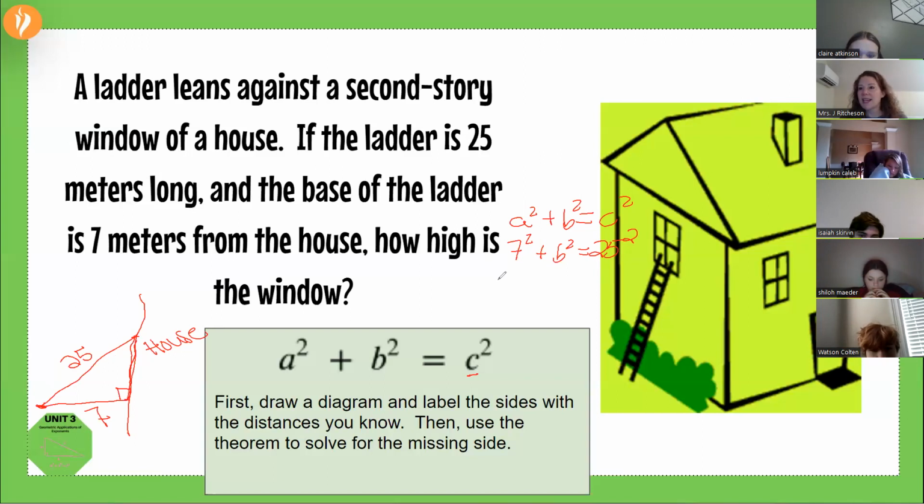49. Thank you. So we know 7 squared is 49. We don't know b or b squared. What is 25 squared? Someone please tell me. Colton said 625. Can anyone agree with Colton? Thank you, Hayden. All right, so now we need to figure out what b squared is.